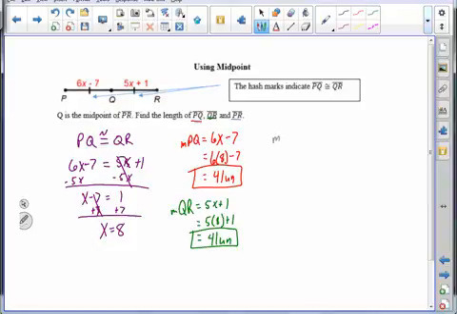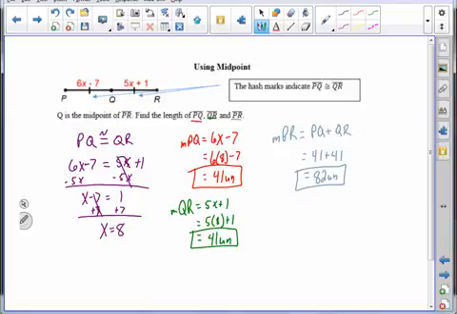So the measurement of PR, I guess I could call it RP, but I'll go ahead and keep it the way it is. PR must be equal to whatever PQ is plus QR. So 41 plus 41 gives me 82 units for my overall answer. So those would be the three values that I would be looking for.